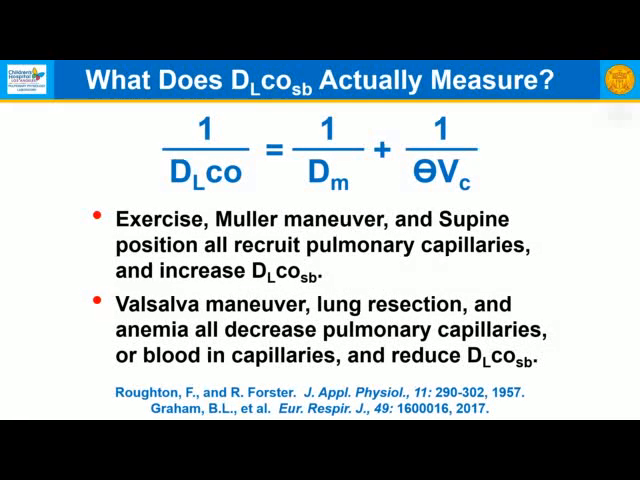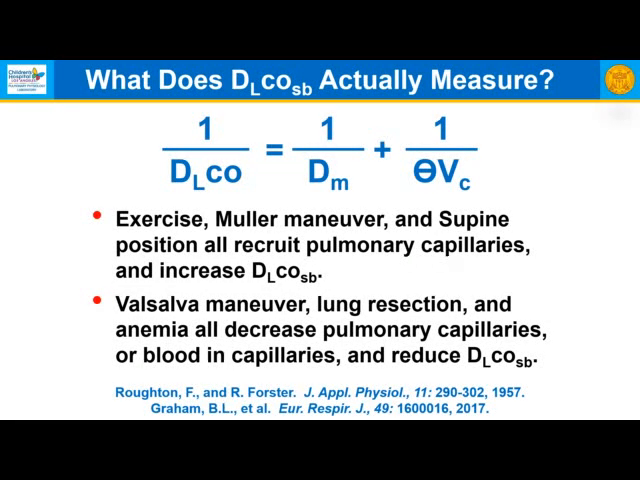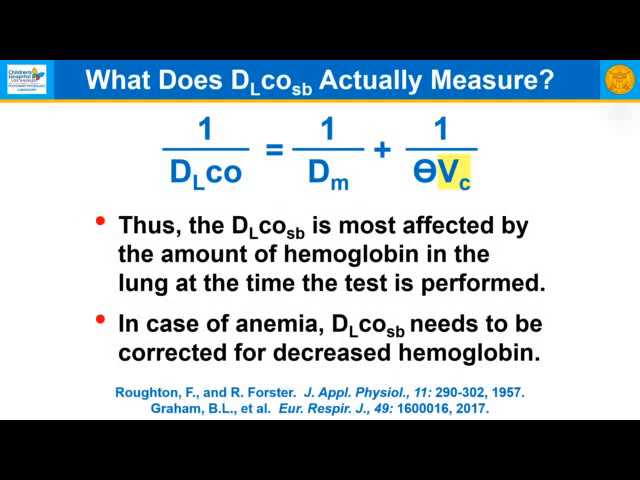Exercise, Mueller maneuvers, and the supine position all recruit pulmonary capillaries and increase the diffusing capacity. The Valsalva maneuver, lung resection, and anemia all decrease pulmonary capillaries or blood capillaries and reduce the diffusing capacity. Thus, the DLCO is most affected by the amount of hemoglobin in the lung at the time the test is performed. In case of anemia, the DLCO needs to be corrected for decreased hemoglobin.